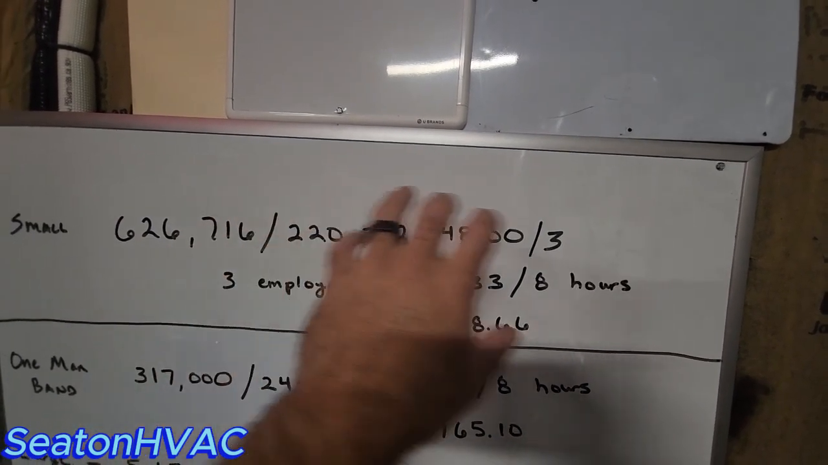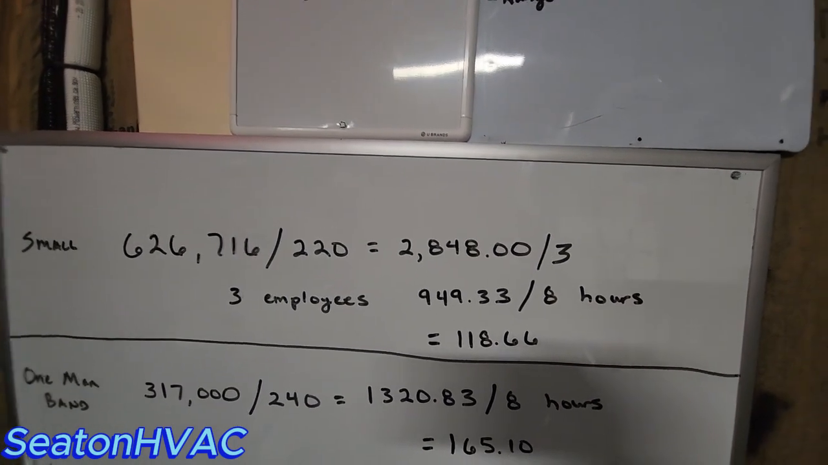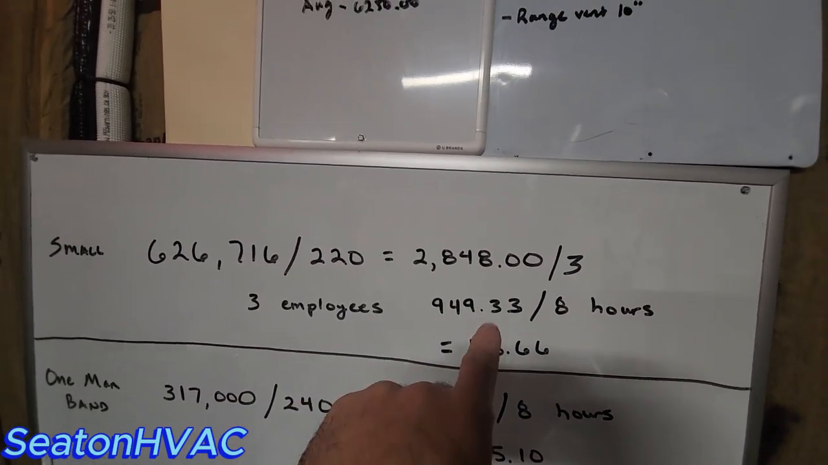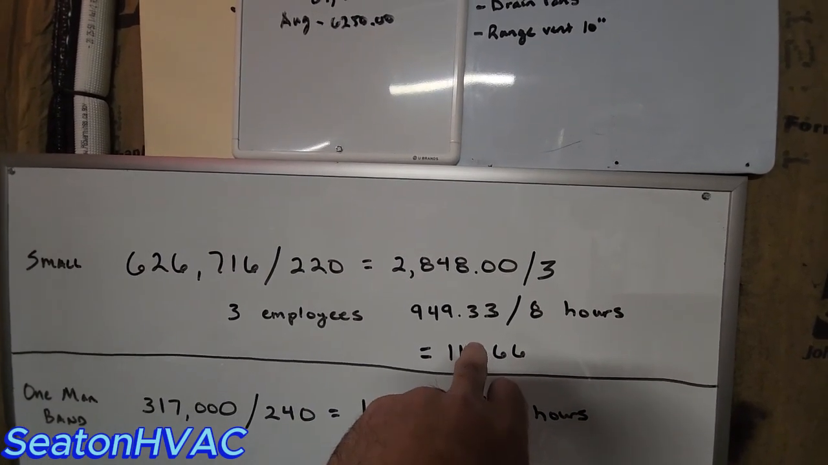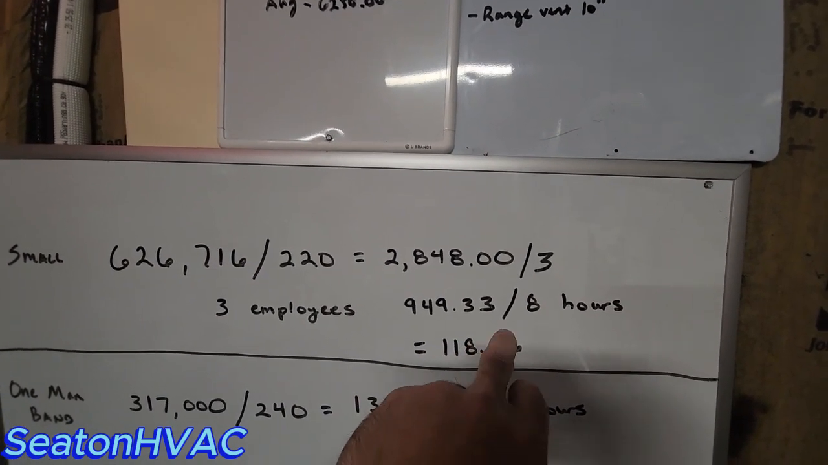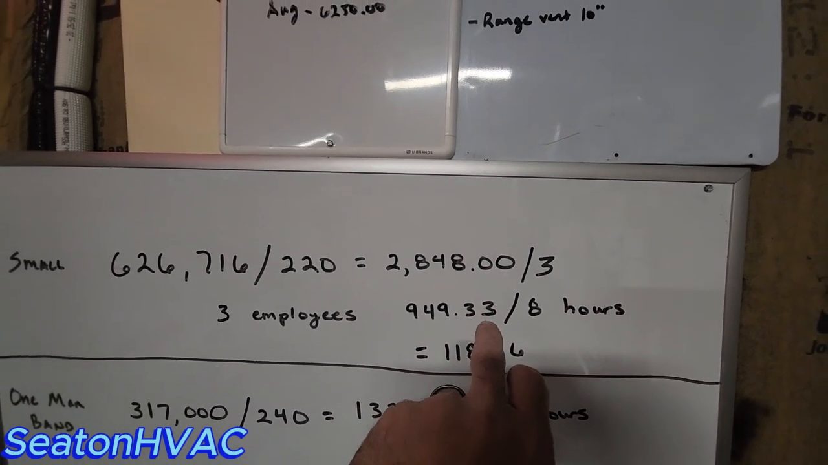That's a pretty well-structured company there. If you're able to put your hourly rate at $118, that's pretty darn good. So also you have to figure out what you want to make for profit too. So this is your break even is what I'm trying to give you here. I'm not giving you what your hourly rate should be.